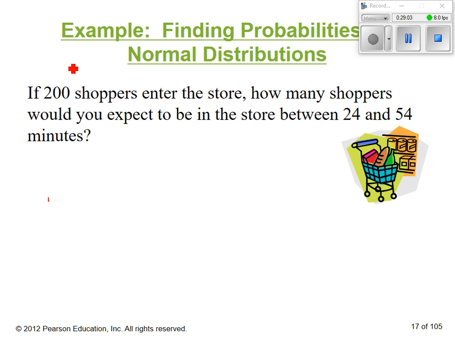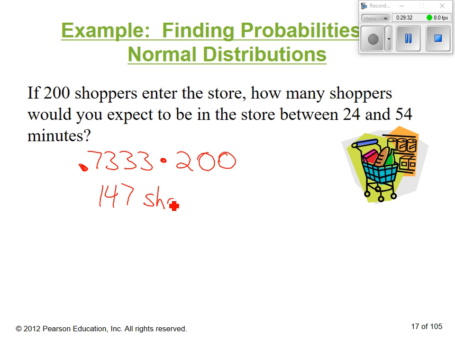To figure out how many of those shoppers are going to stay in there in that range, all you have to do is take that probability that you just found and times it by that number. So somebody help me out with the calculator. What's 0.7333 times 200? 146.6. So we'll say about 147, because we're probably not going to have half a shopper.